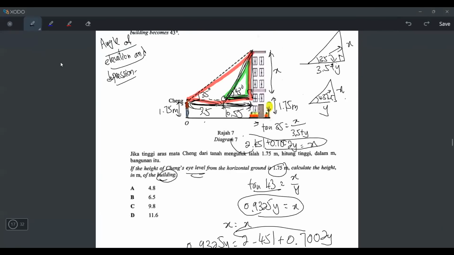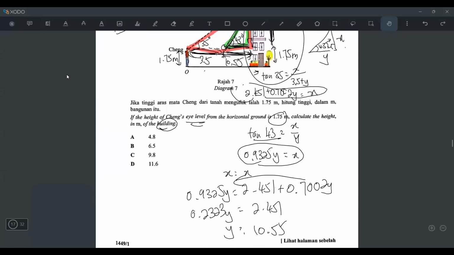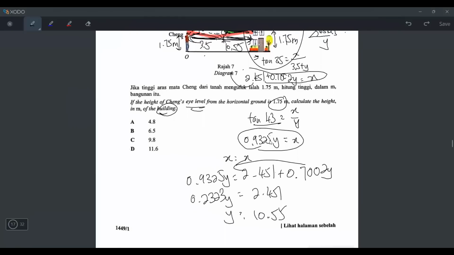So what do they want actually? Calculate the height of building. It means I need the value of x, right? It means I need the value of x and then plus with 1.75. So I don't want the value of y, I need the value of x. And how to do that? Just substitute into the original equation. I can substitute into this equation. This equation also can. But let's use this.